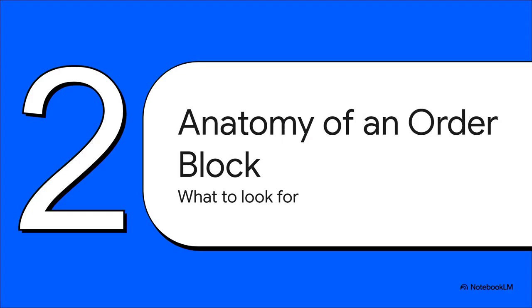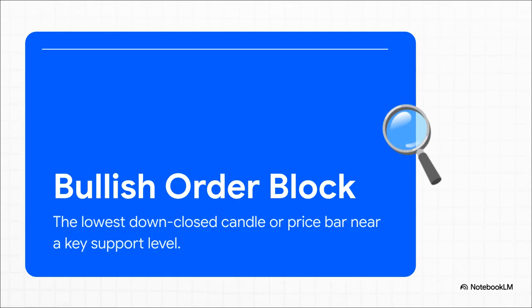Okay, so we know why we're on the hunt for these footprints. Now let's get into the nitty-gritty, the anatomy of an order block. This is where we learn exactly what to look for and, just as important, how to know if it's the real deal. Now, the definition from ICT is very, very precise. A bullish order block is the lowest down-closed candle that you find near a key support level. Simple as that. And just remember, everything we talk about for a bullish setup, you can just flip it upside down for a bearish one.